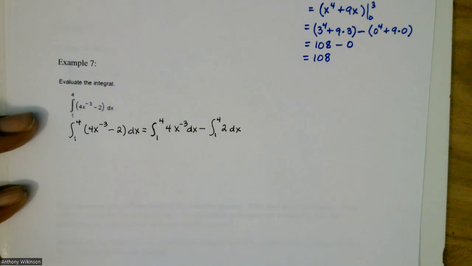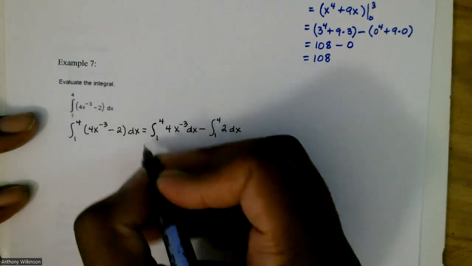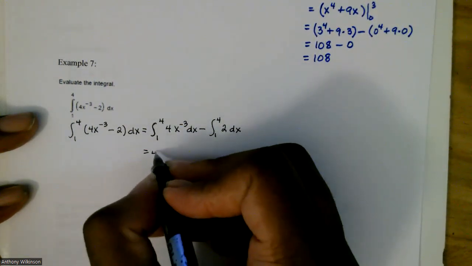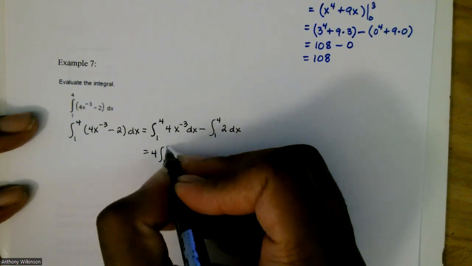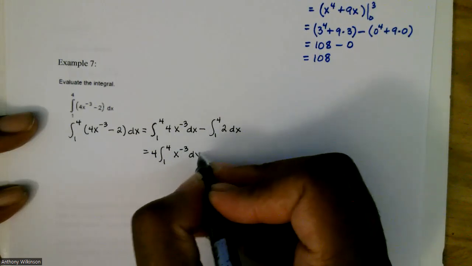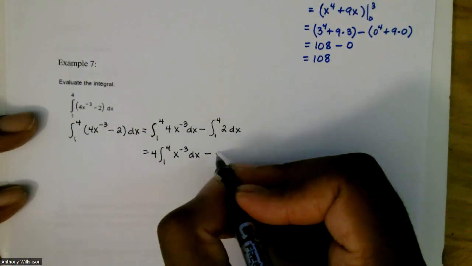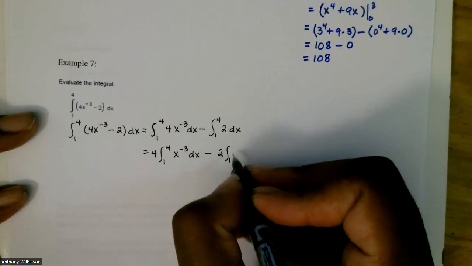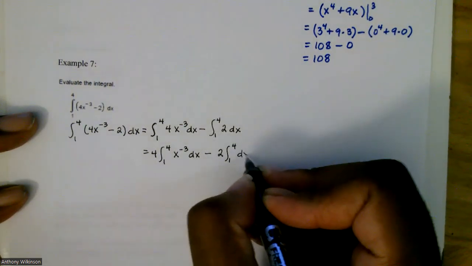Now here I'm going to pull the 4 out in front of the integral sign here. So this will be 4 times the integral from 1 to 4 of x to the negative third dx minus, now I'll go ahead and pull the 2 out in front. So it'll be 2 times the integral from 1 to 4 of just dx.